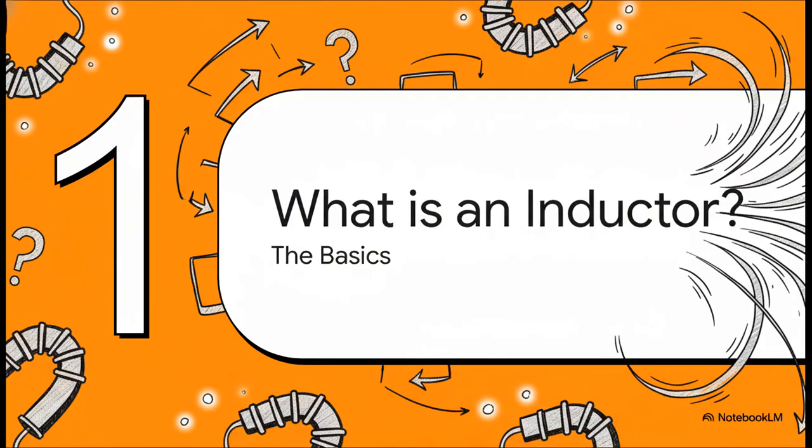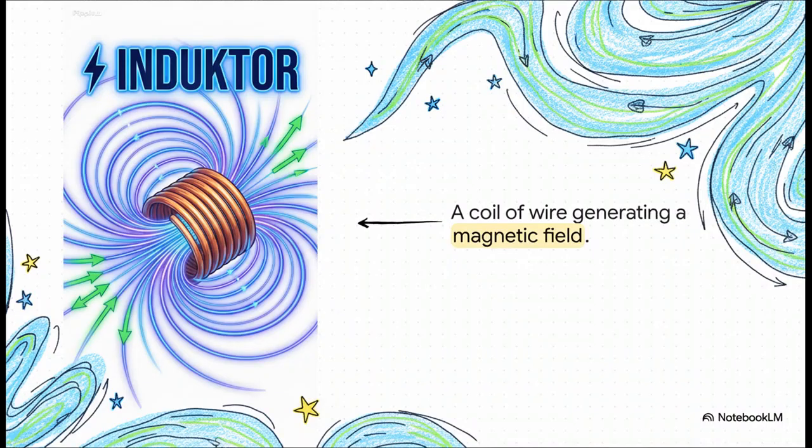Okay, so let's start with the big question. What exactly is an inductor? Before we can get into all the cool tricks it can do, we really need to understand what we're looking at. At its heart, an inductor is actually super simple. It's really just a coil of wire. That's it. When you run an electric current through that wire, it generates this powerful, invisible magnetic field all around it. And that magnetic field, well, that's the absolute key to everything.